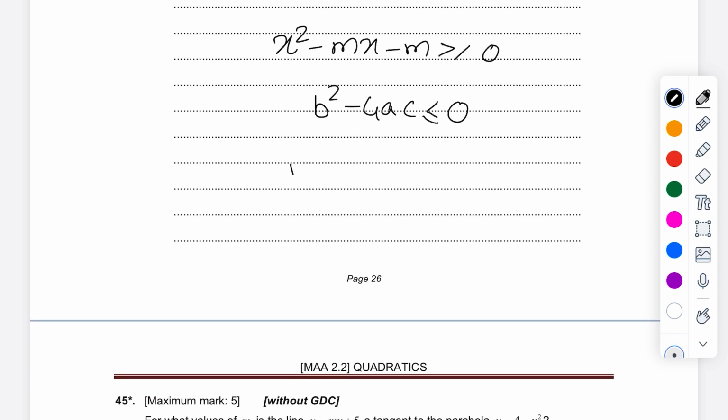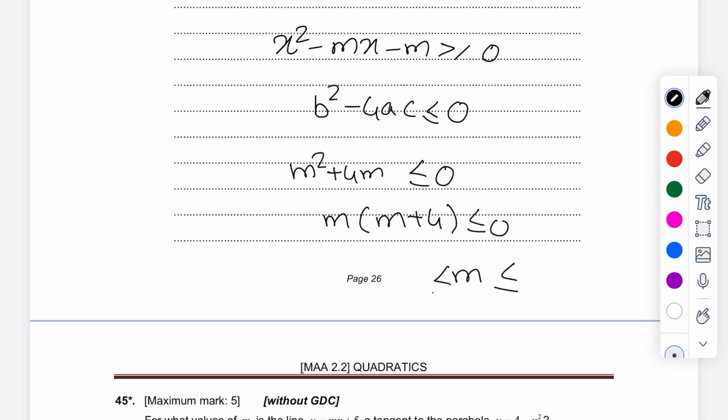So what does that become? M square plus 4m is less than or equal to 0. So m times (m plus 4) is less than or equal to 0. Means m lies between negative 4 and 0.